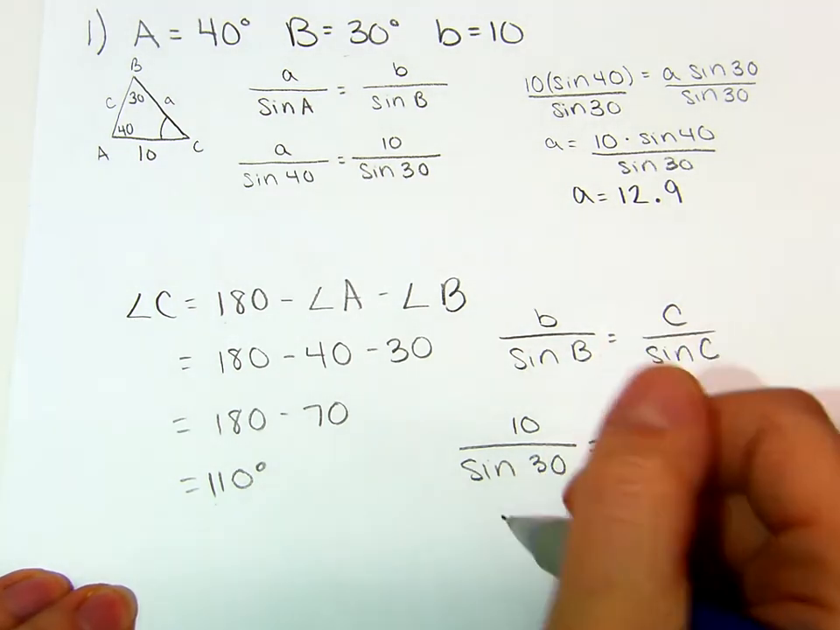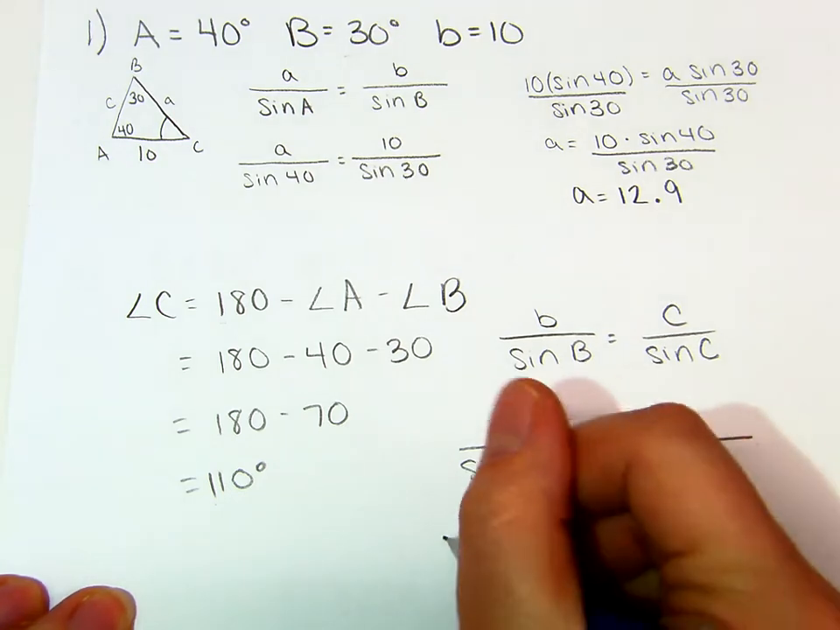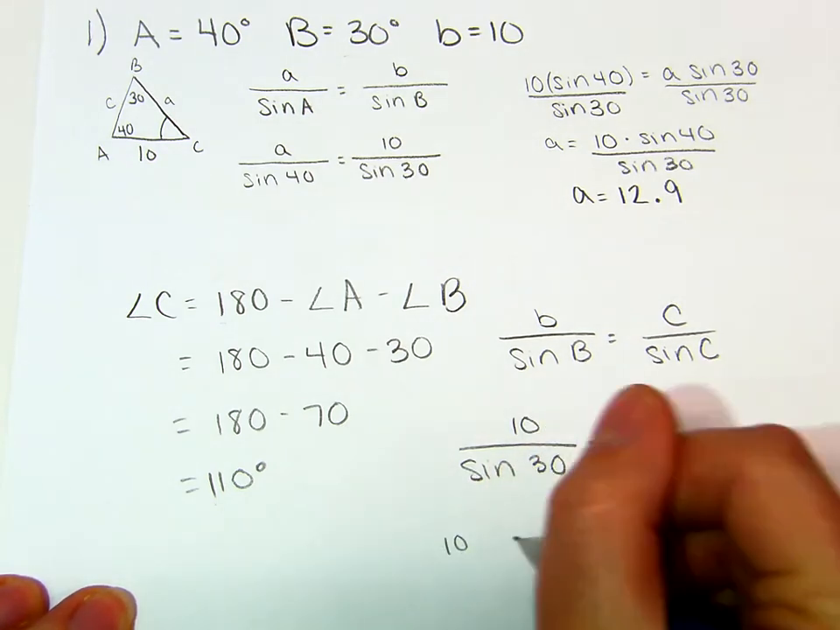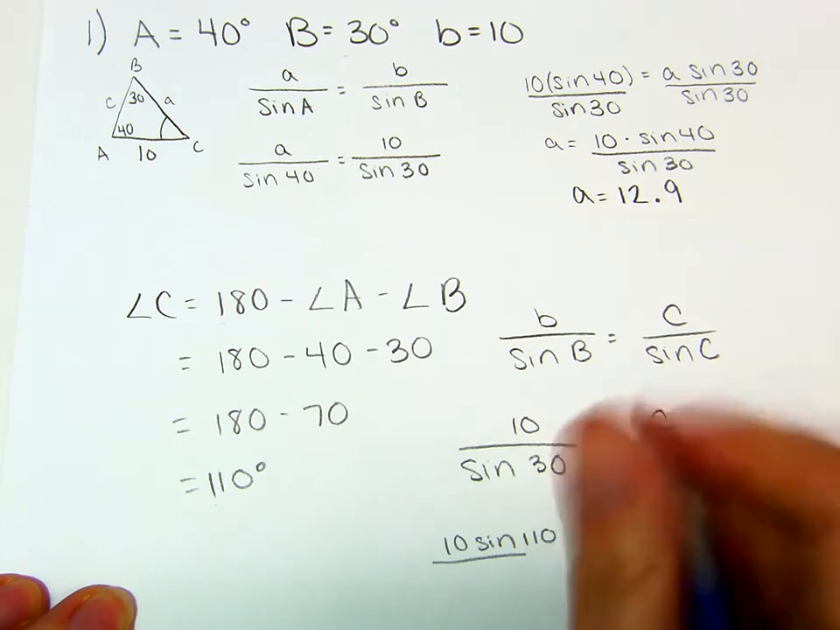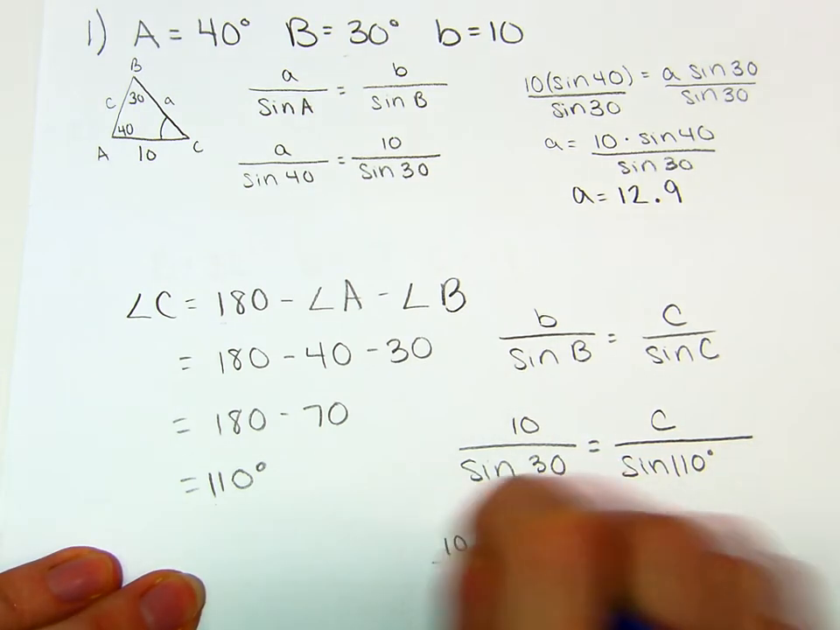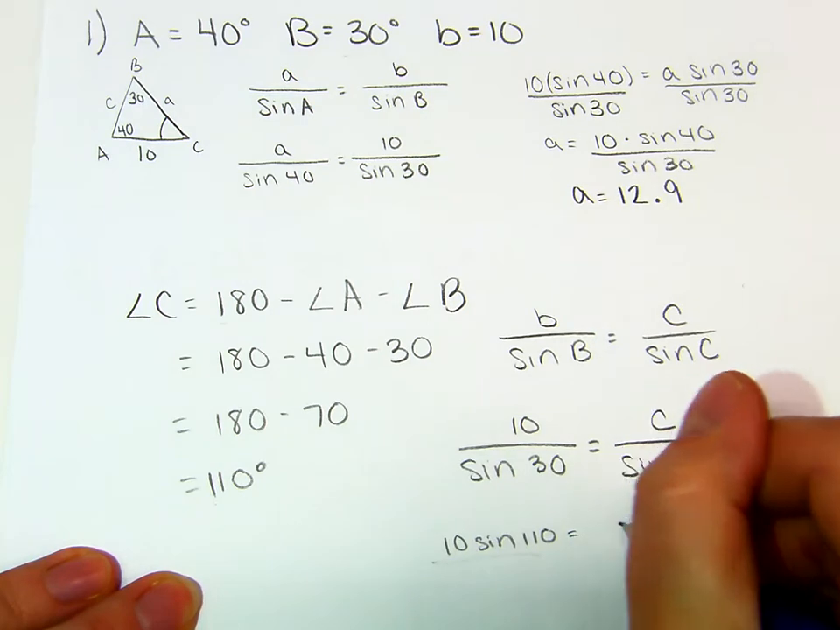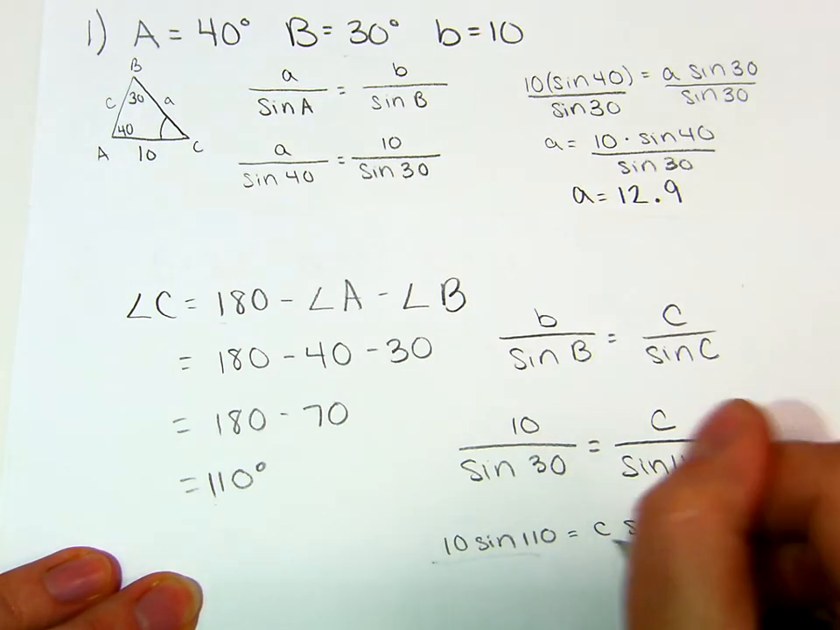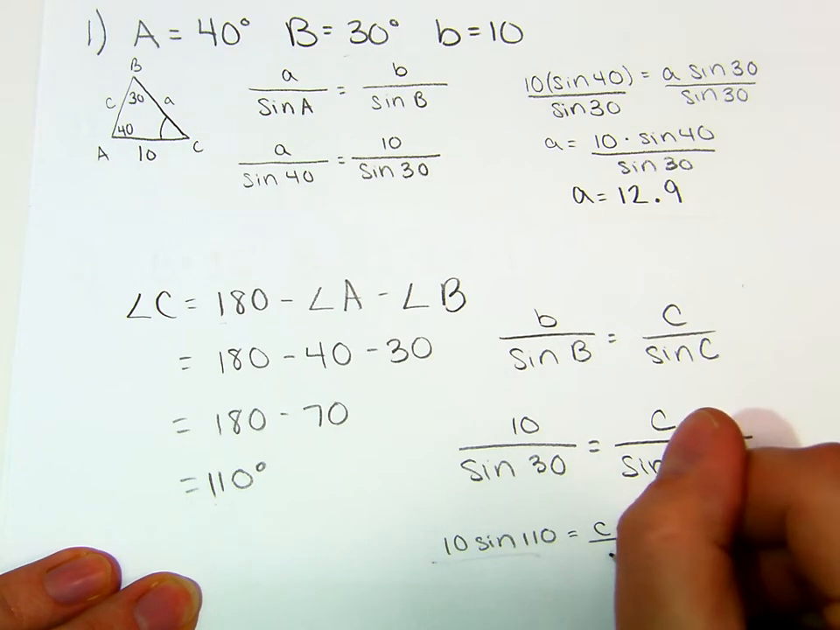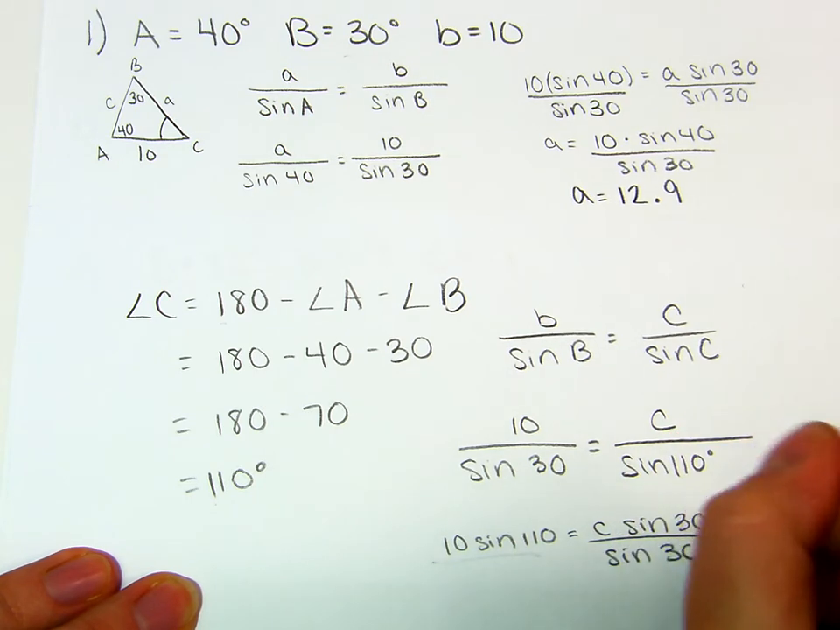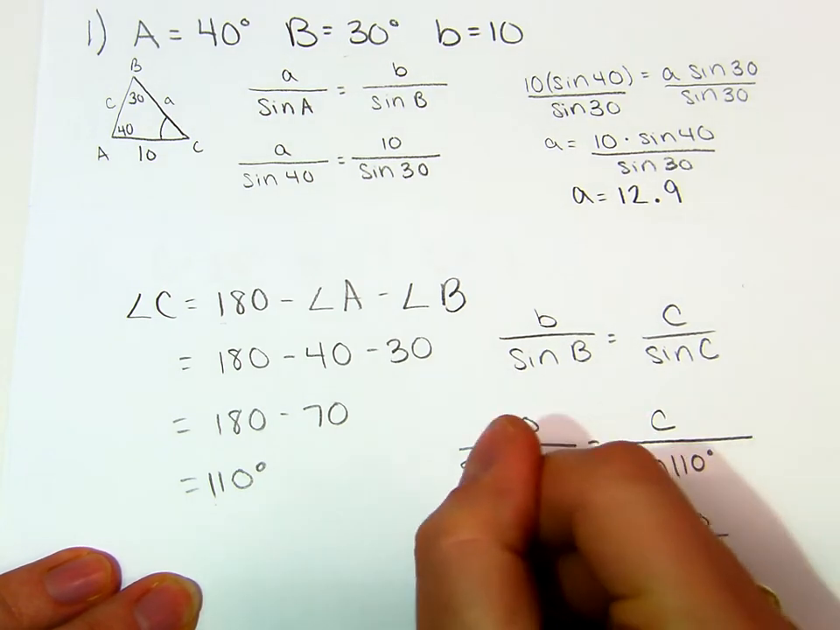So again, I want to cross multiply. So 10 times the sine of 110 equals c times the sine of 30. Again, I want to get c by itself, so I want to divide by sine of 30.